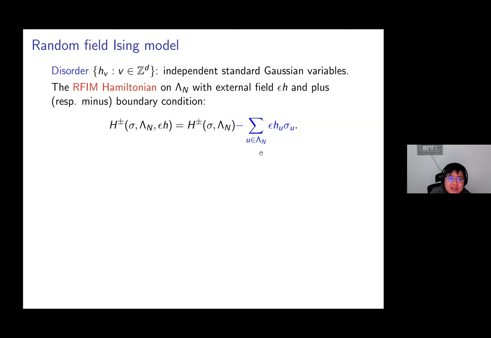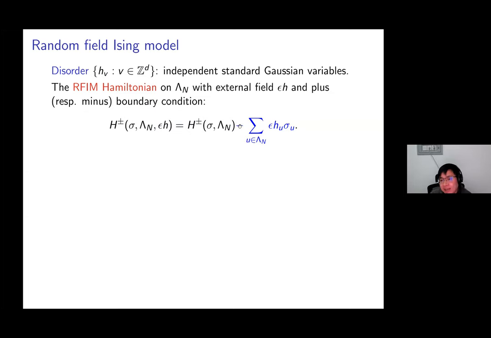And then we want to define the random field Ising model Hamiltonian. We want to give a parameter epsilon, which measures the strength of the disorder. So the Hamiltonian is defined very similar to the original Hamiltonian. Just on top of that, we add another term. That's the term in blue.